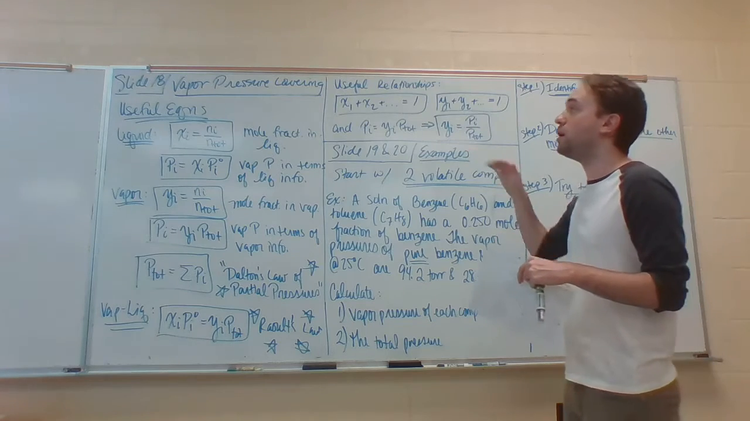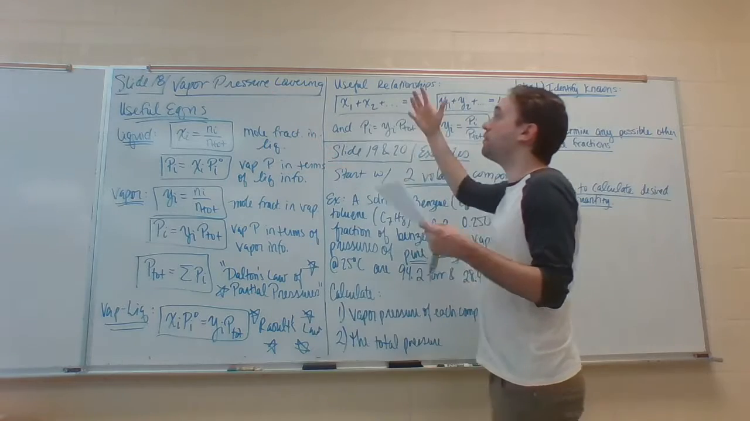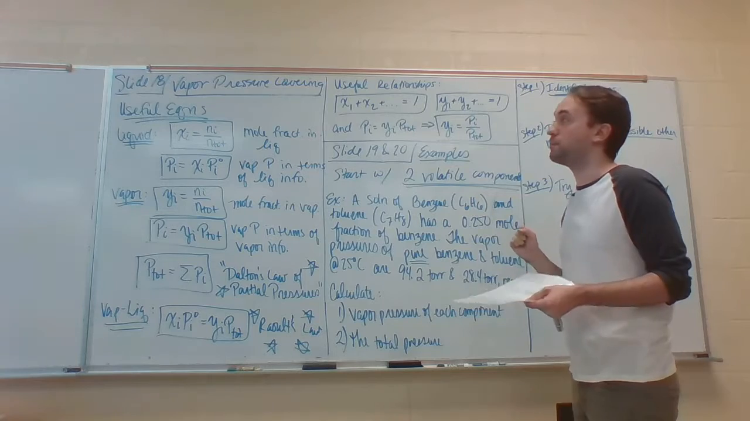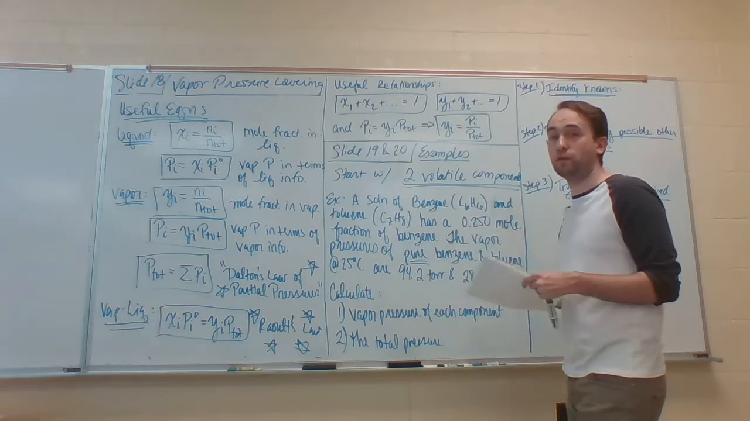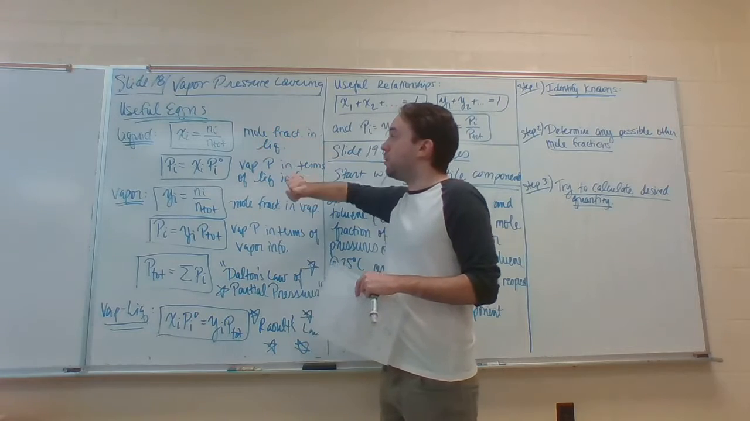All right, jumping right off of our last video, we're going to continue with this idea of reviewing the necessary stuff that we need to calculate vapor pressure lowering, which again falls under one of our colligative properties. Now, we talked about some useful equations last time.